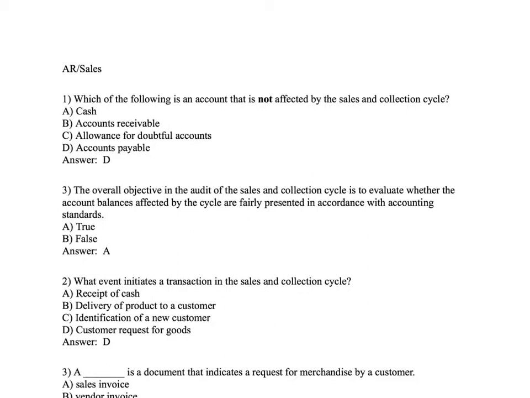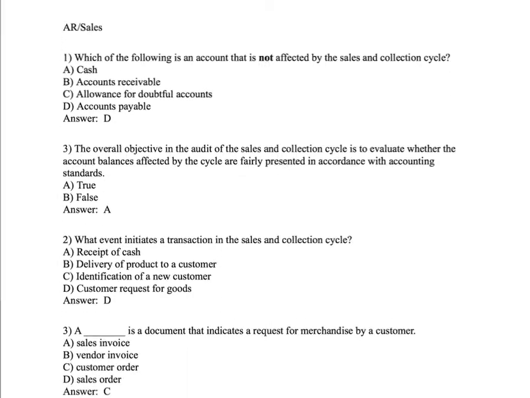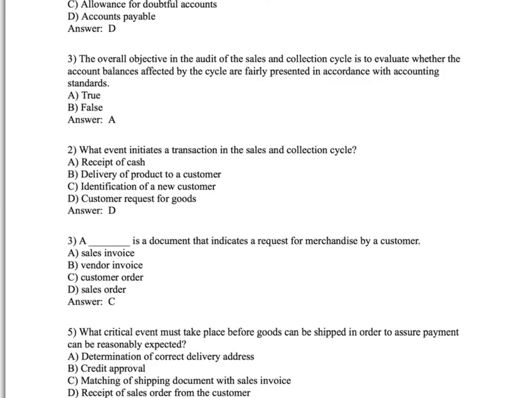What event initiates a transaction in the sales and collection cycle? A request for goods. That's what's going to initiate the process. Somebody requests the goods. So the customer would usually have a customer order first as the initial exchange, and that turns into the sales order. So again, that's what would initiate the whole sales and collection cycle, the initial request, which usually comes from a customer order. So then number 3, a customer order is a document that indicates a request for the merchandise. So the initial request is through the customer order, and that turns into the sales order.